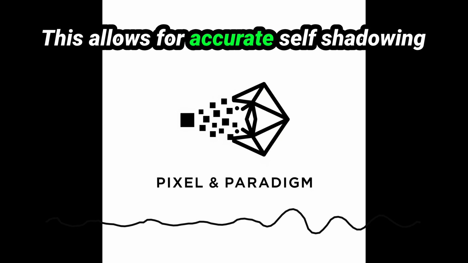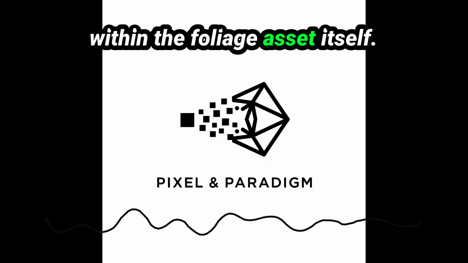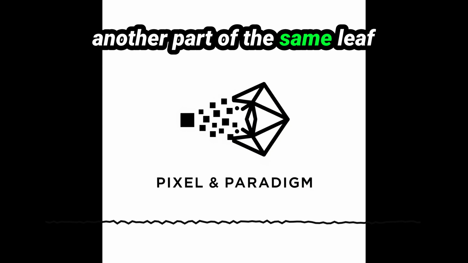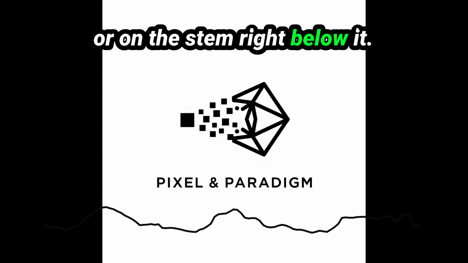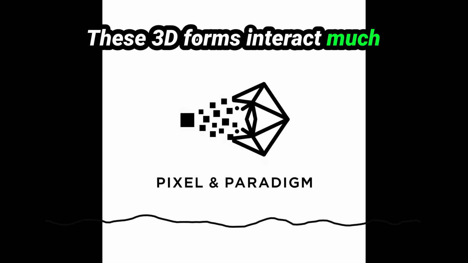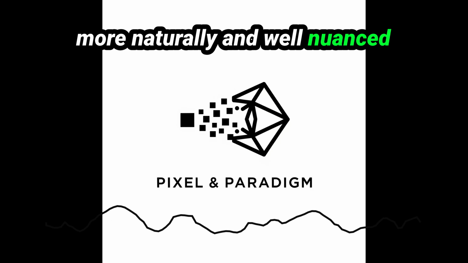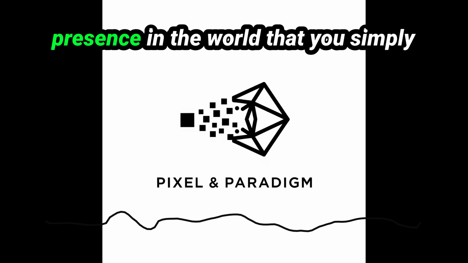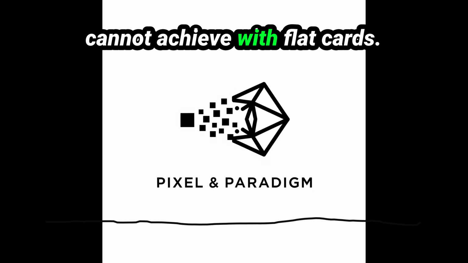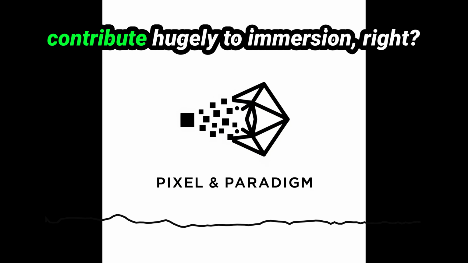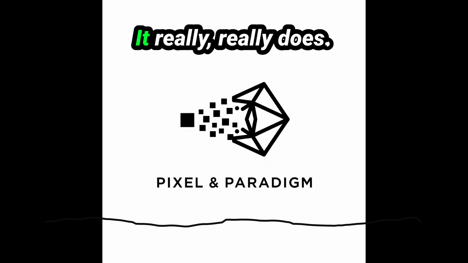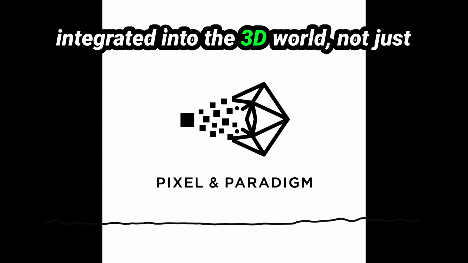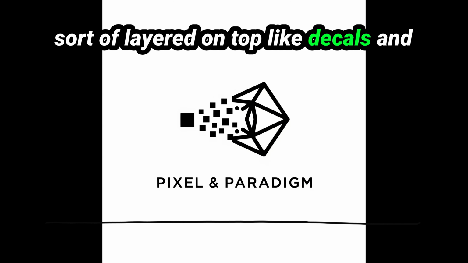This allows for accurate self-shadowing within the foliage asset itself. A leaf can cast a tiny shadow on another part of the same leaf or on the stem right below it. These 3D forms interact much more naturally and, well, nuancedly with dynamic lighting sources. There's a tangible volumetric presence in the world that you simply cannot achieve with flat cards. That heightened realism must contribute hugely to immersion, right? It really does. It makes the foliage feel properly integrated into the 3D world, not just sort of layered on top like decals.